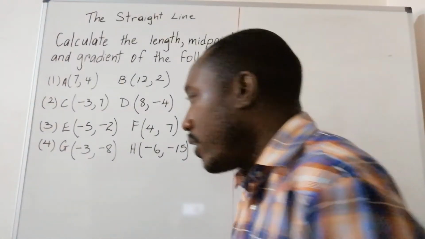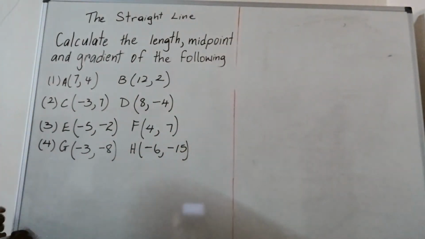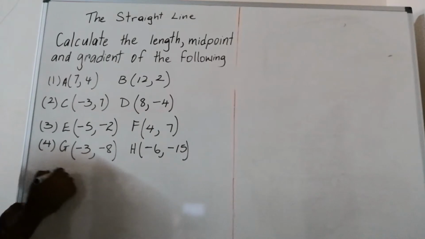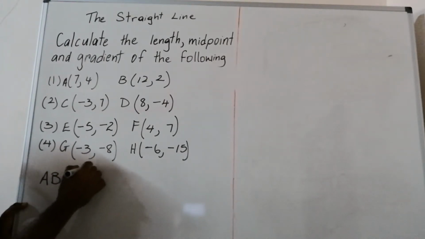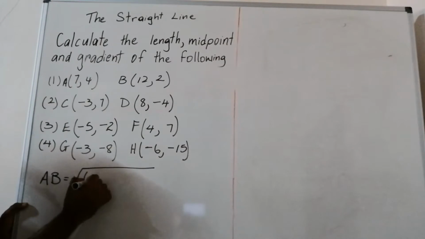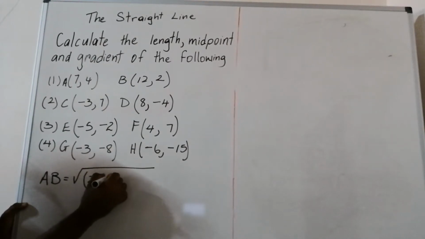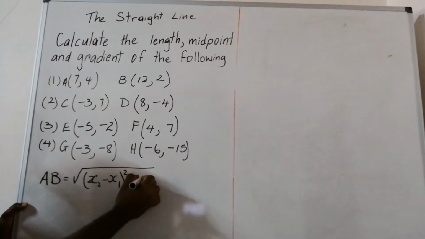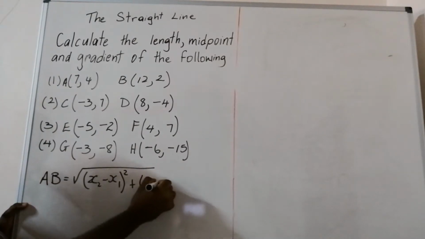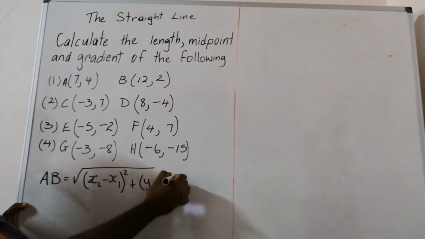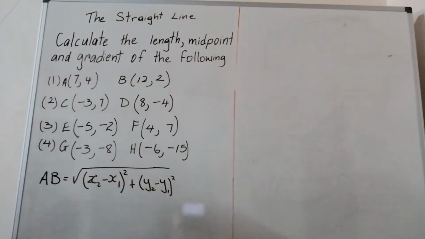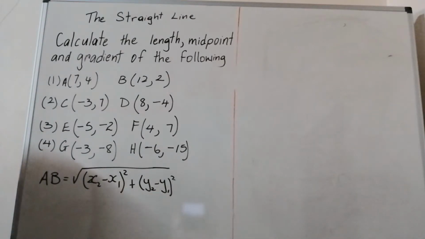The first formula is for the length of the straight line. Remember that the length between any 2 points, let's say the length between A and B, is given by the formula the square root of x2 minus x1 squared plus y2 minus y1 squared. That is the formula for the length of a straight line.